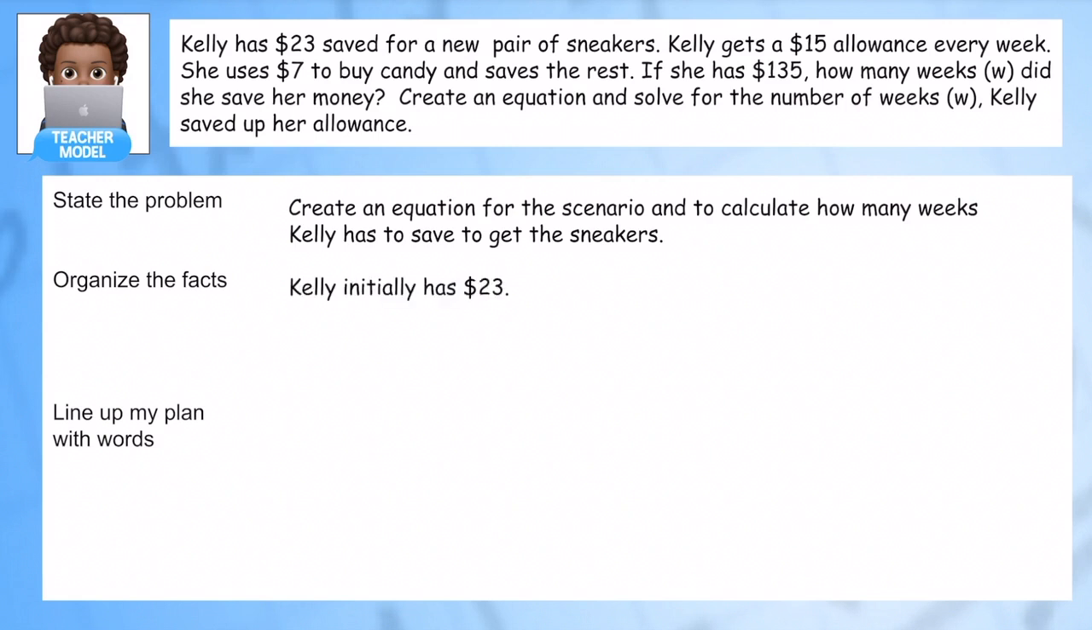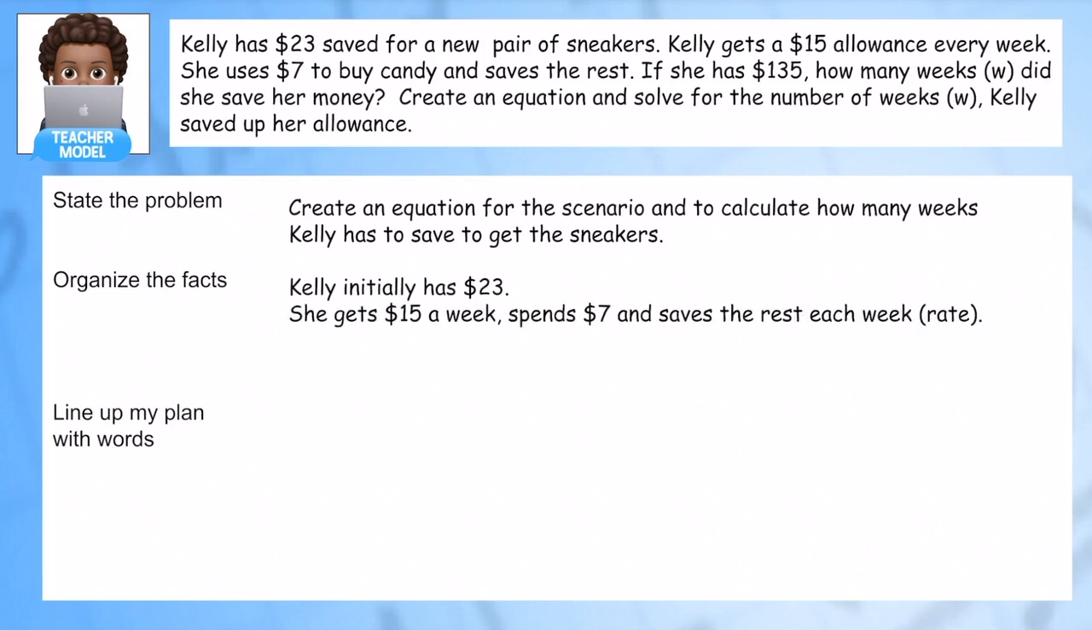Here's what we know. We know she started with $23. We know she gets $15 a week, but she spends $7 and saves the rest. So automatically, since I know that's every week, that's telling me that this is a rate.